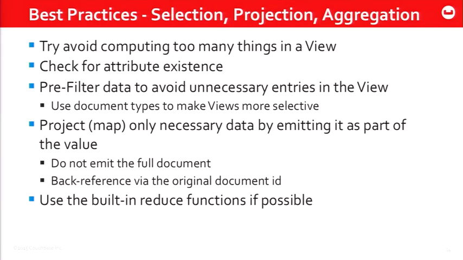Check for attribute existence, right? So try to index only on attributes that are really there. So if this attribute exists, then index based on this attribute, right?